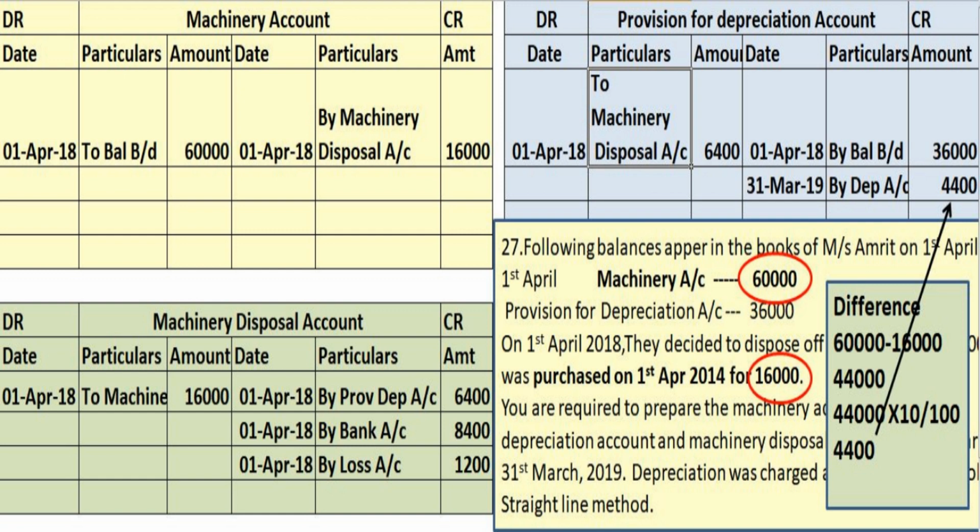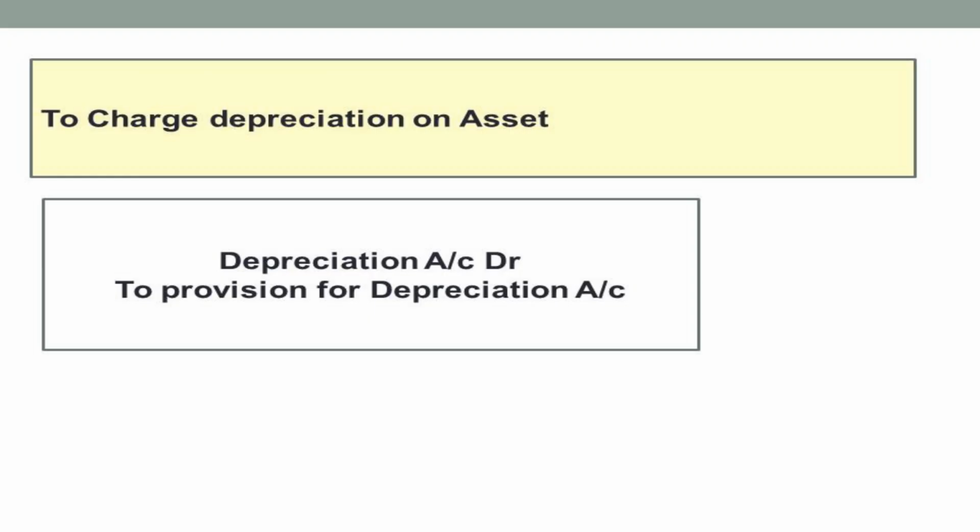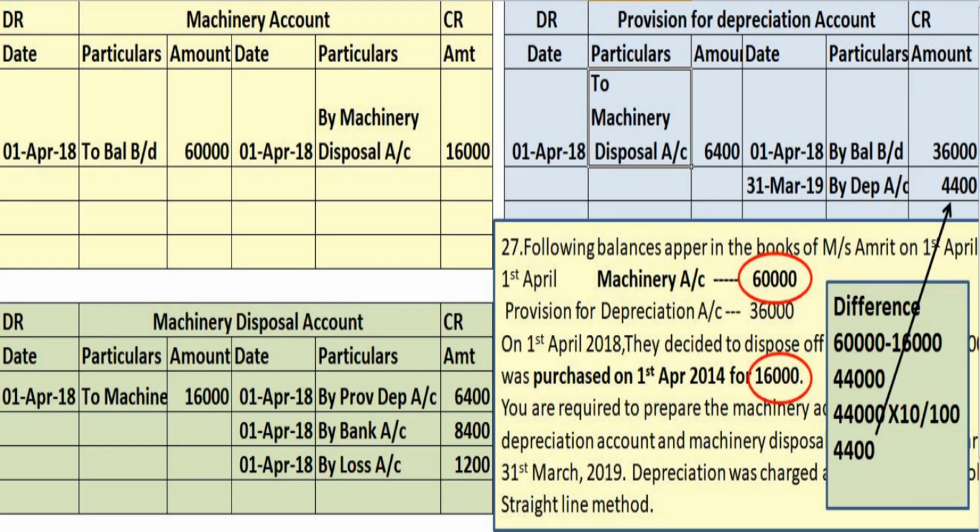Why are we calculating depreciation on the leftover balance of 44,000? Because we are asked to prepare the accounts till 31st March 2019. Please pay attention to the problem. The journal entry for this is depreciation account debit to provision for depreciation account. So on the credit side of the provision for depreciation account, we write the date as 31st March 2019. That's the financial year end date for 2019. And mention "By depreciation account" in the particulars column, and the depreciation amount is 4,400.